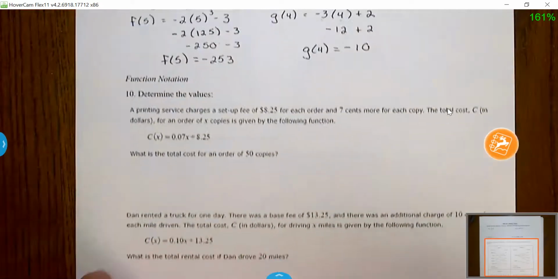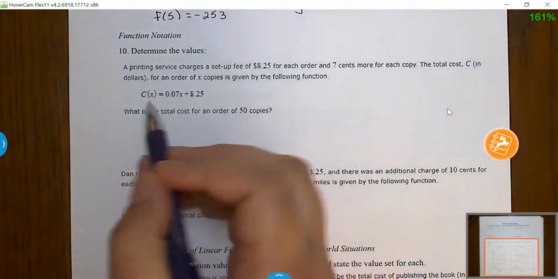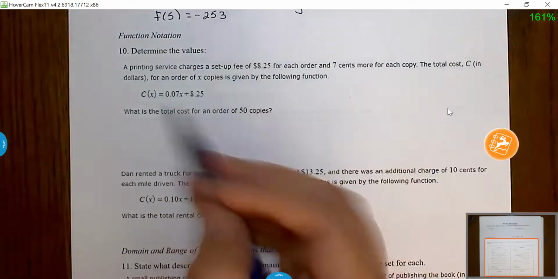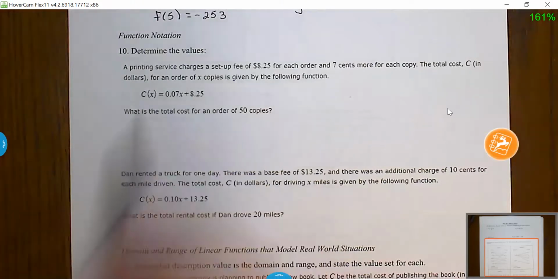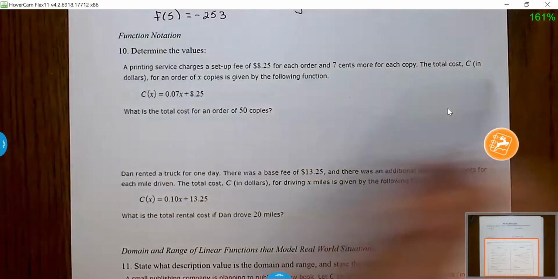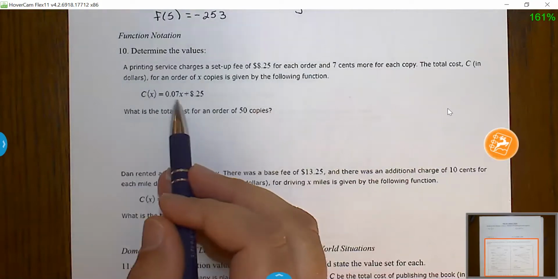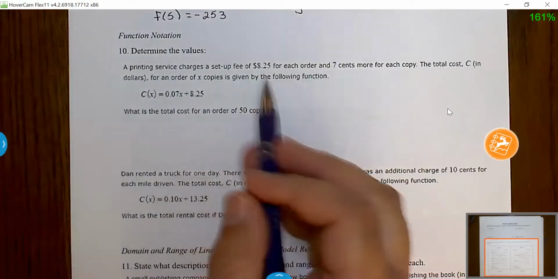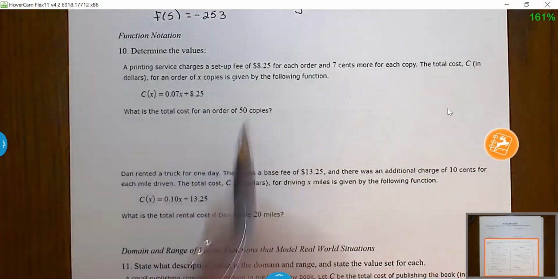All right, here we have some word problems. Now, the good thing about these word problems is they are already giving you the function. So you do not have to create your own function here. Just look at what they give you. So it says a printing service charges a setup fee of $8.25 for each order and 7 cents more for each copy. The total cost C in dollars for an order of X copies is given by the following function. Here you can see the 7 cents per copy plus the $8.25 for the setup fee. What is the cost for an order of 50 copies?